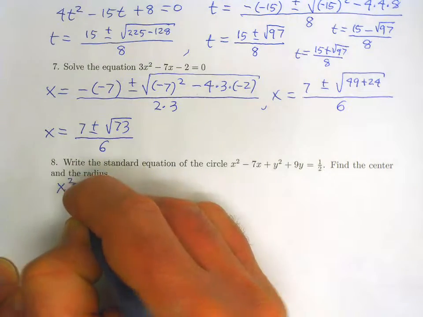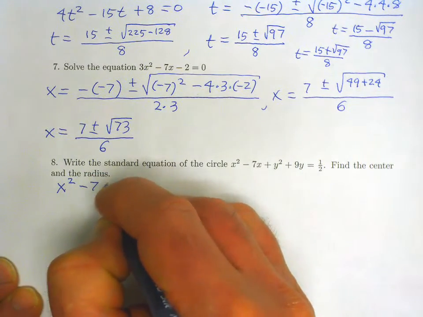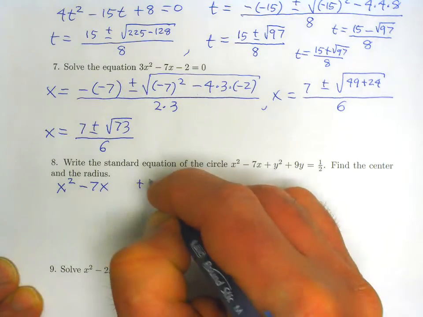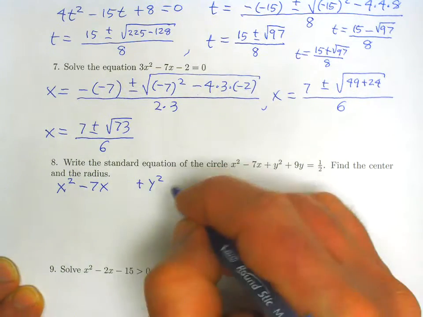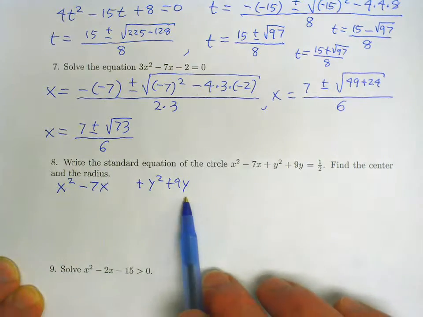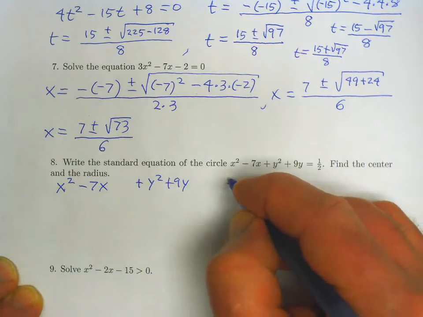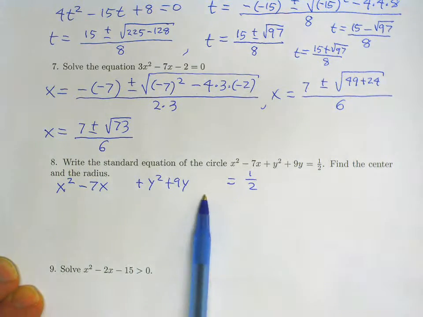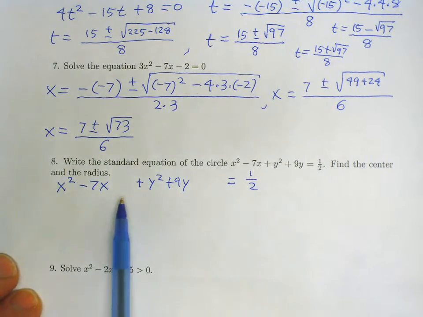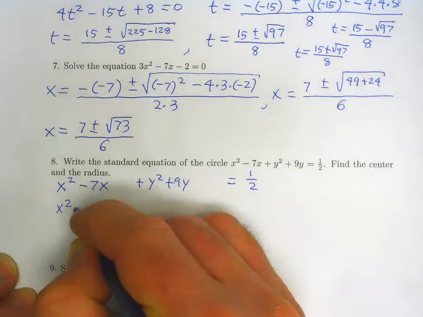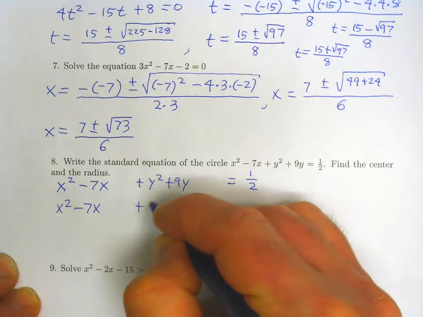Okay, so we create space between the minus 7x term and the plus y squared term. And we also create space between the term 9y and the equals sign. In those spaces, we're going to add the numbers that complete the squares. So I'll rewrite this part.